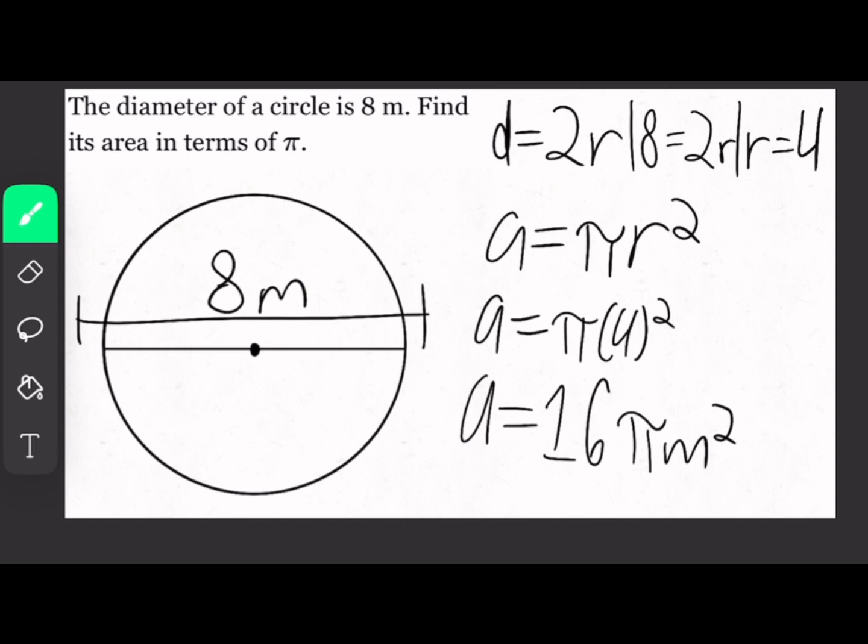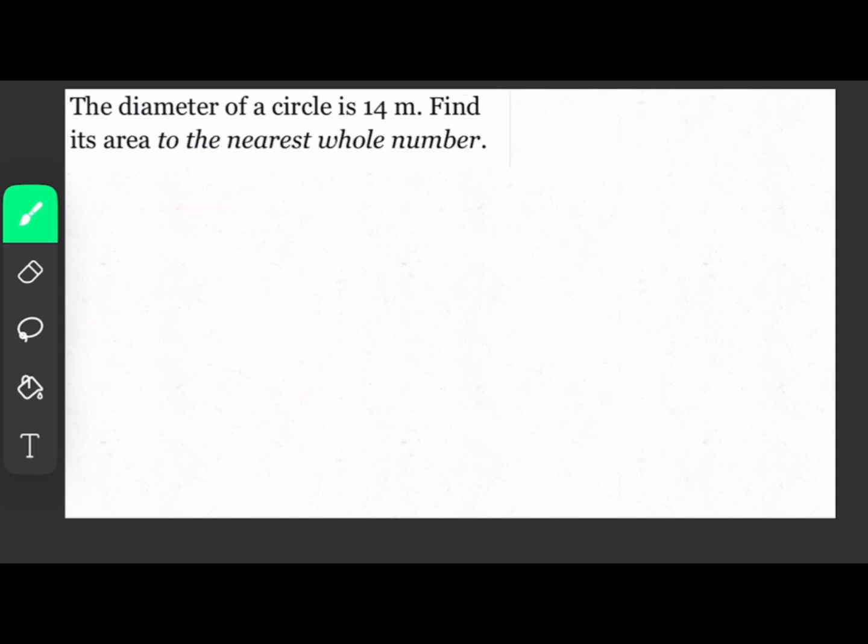Alright, diameter is 2 radius, which means 8 equals 2 radius, which means r equals 4. Got that? Good. Area formula is pi radius squared. So you plug 4 into radius, pi 4 squared. 4 squared is 16, and since it wants the area in terms of pi, you'd leave it as 16 pi meters squared. Good, moving on.